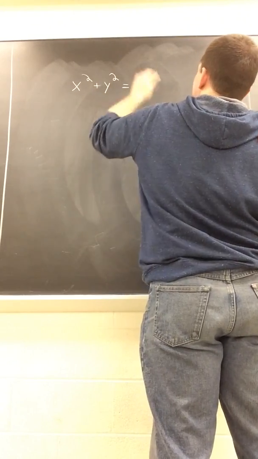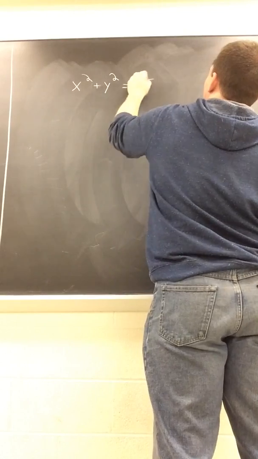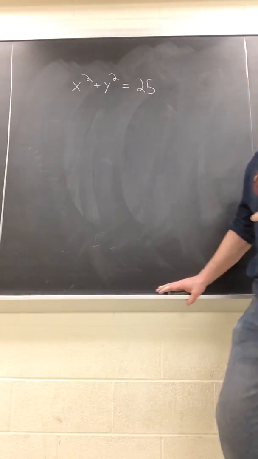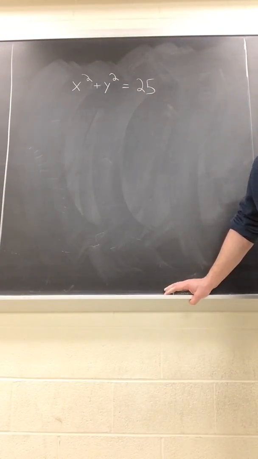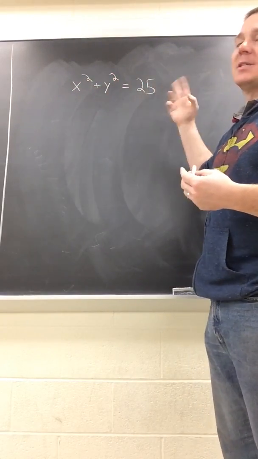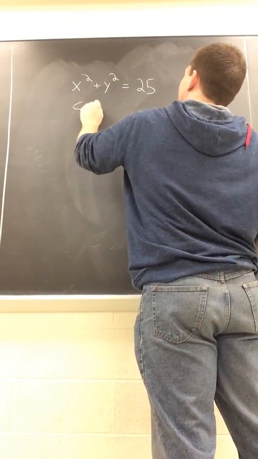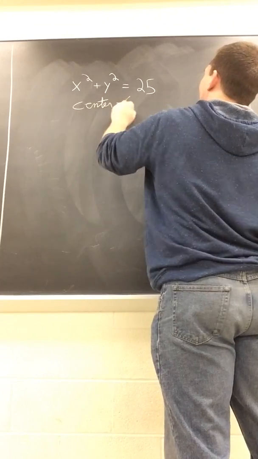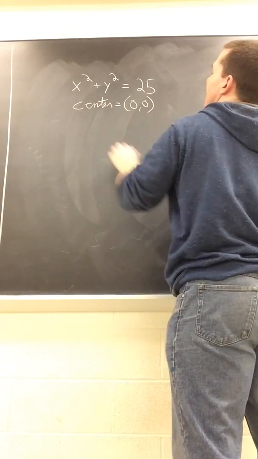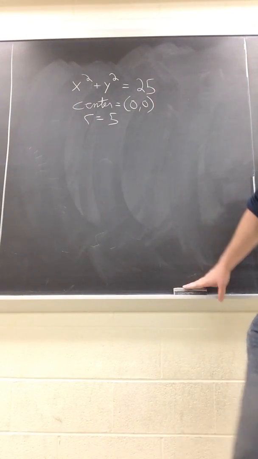x squared plus y squared equals, well, for the sake of argument, we'll say 25. By definition, when you have something that looks like that, x squared plus y squared equals some number, then this is the equation of a circle whose center is at the origin, (0, 0), and the radius is equal to 5. You take this constant and square root it.